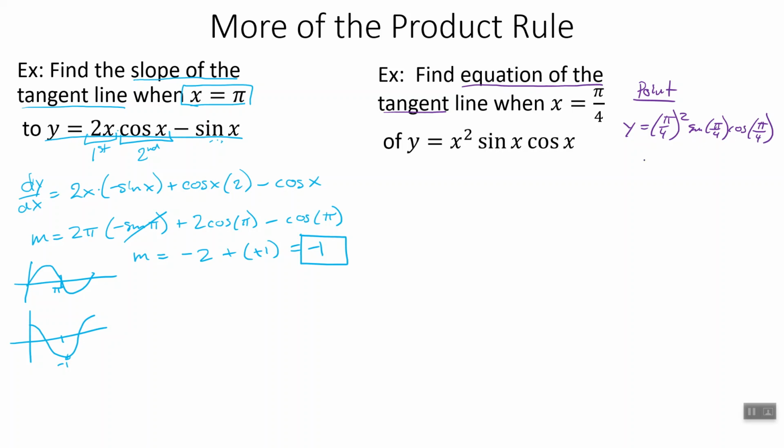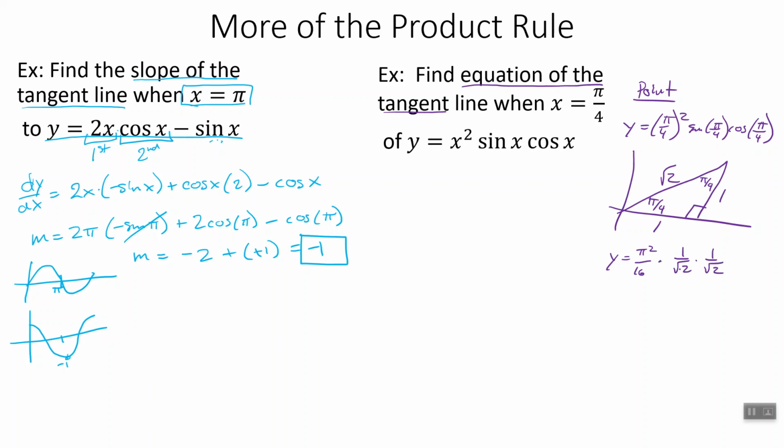All right, so to find the sine and cosine of pi over 4, I'm just going to draw my little triangle. It's in the first quadrant. Pi over 4 is 45 degrees, so it's 1, 1, square root of 2. This angle up here is also pi over 4. It's isosceles. So sine and cosine are both going to be 1 over the square root of 2. So we're going to get y equals pi squared over 16 times 1 over the square root of 2 times another 1 over the square root of 2.